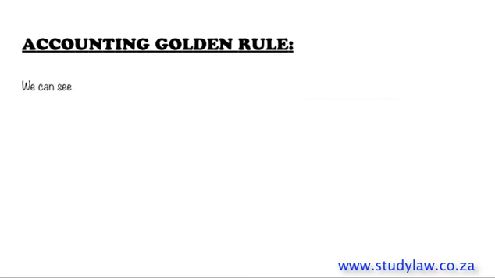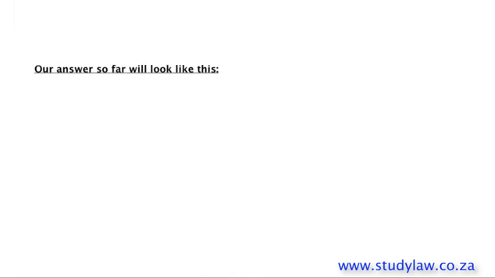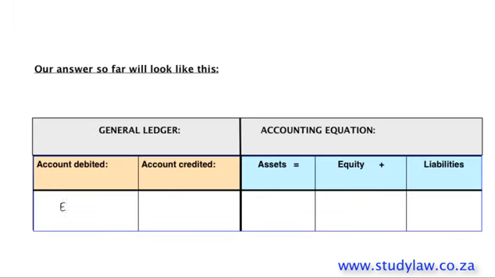If we look at the accounting golden rule, we can see that equity decreases on the debit side. Therefore, the account to be debited will be called electricity. We have already seen that this affects our equity by decreasing it, so we will go to the equity column and decrease it by 1,230 Rand.